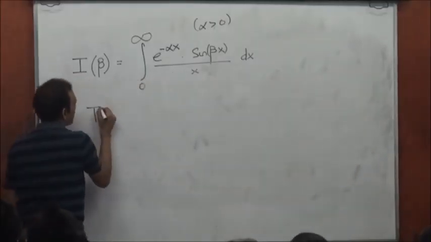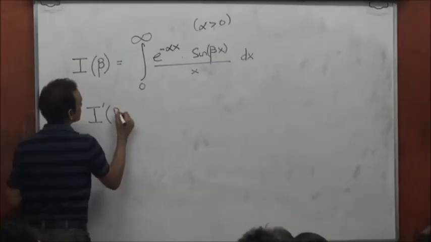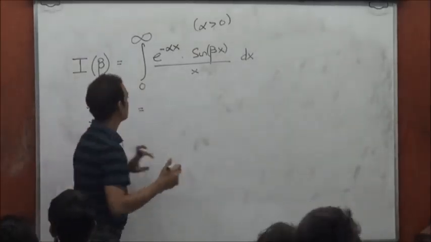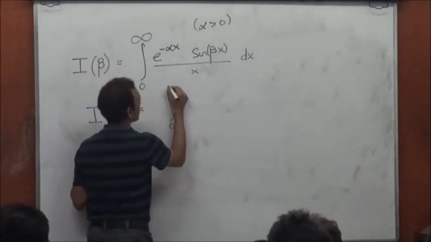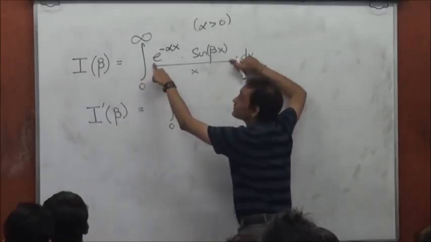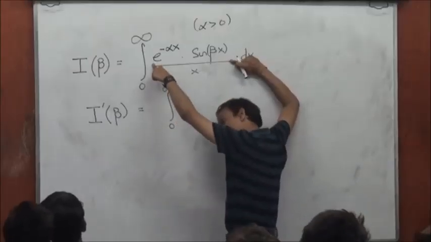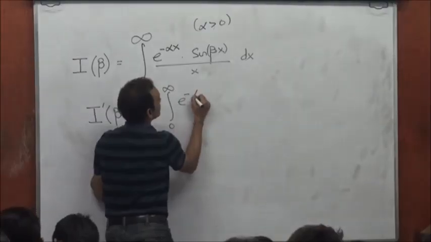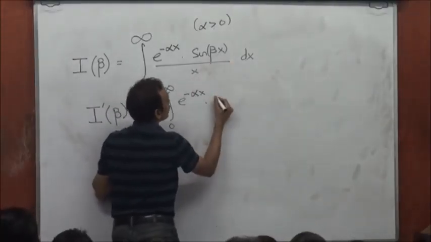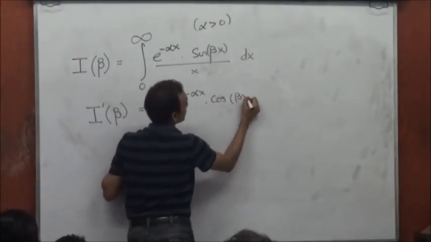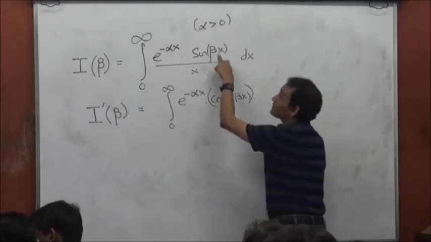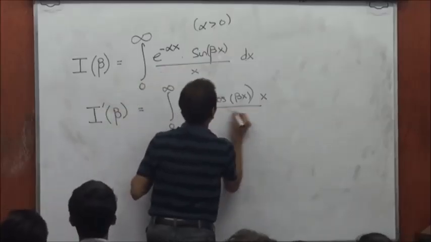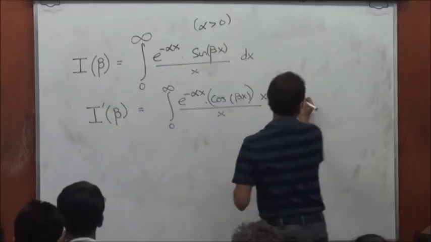I dash beta then. Three terms in it. The first term is the integral, and this has to be differentiated with respect to beta, keeping x constant. So e^(-alpha x) cos beta x, and then beta x with respect to beta is going to be x, divided by x dx. Yes or no?